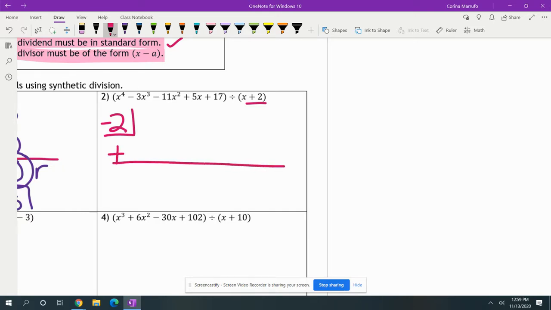All right, plus. Then you start writing the coefficient. So the coefficient of this x to the first power is a 1. Then we have a negative 3. Then we have a negative 11. Then we have a positive 5. And then we have a 17.